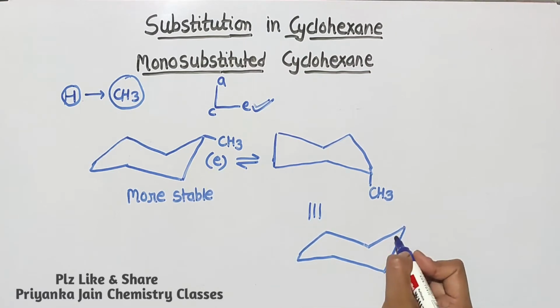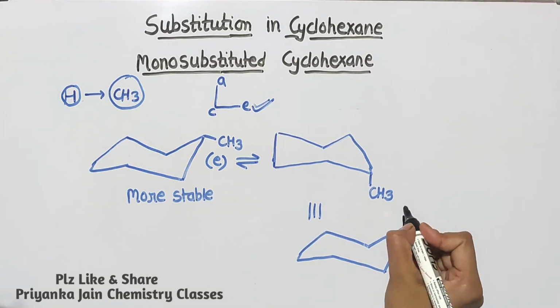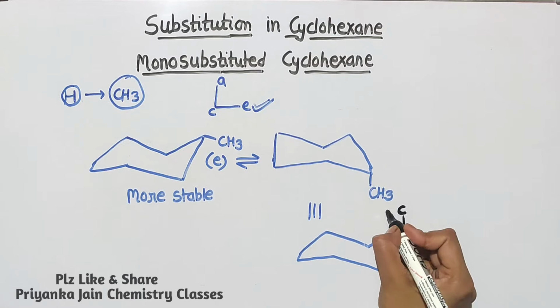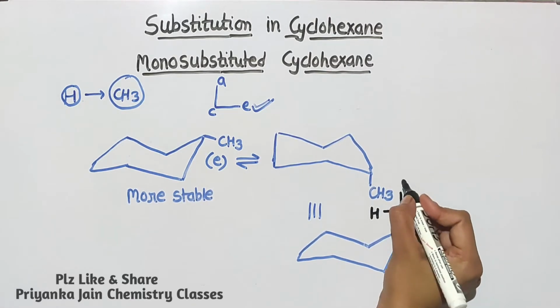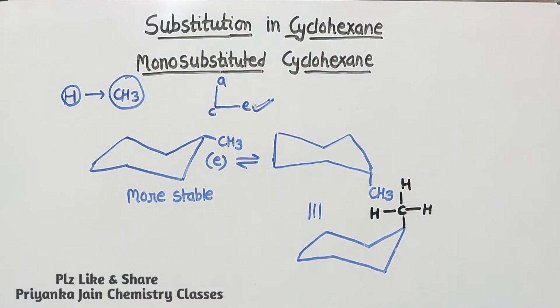This is present at the axial position. Okay, so I am making it here at the axial position. This is the methyl group. So see here, there are three hydrogens attached to this. Okay, this will be looking like this, right?